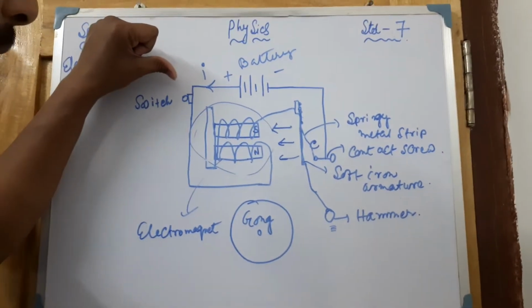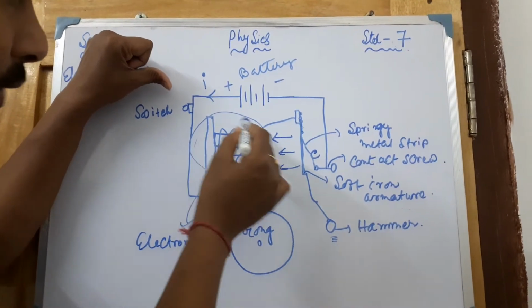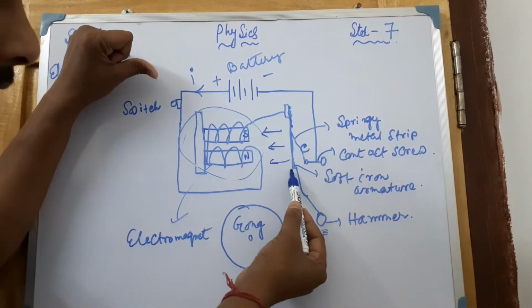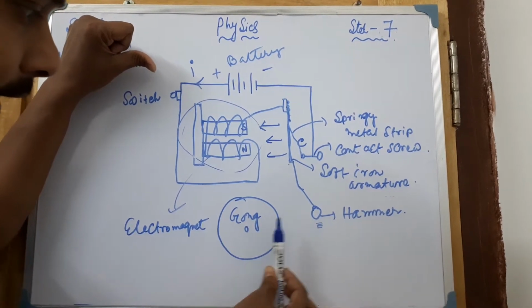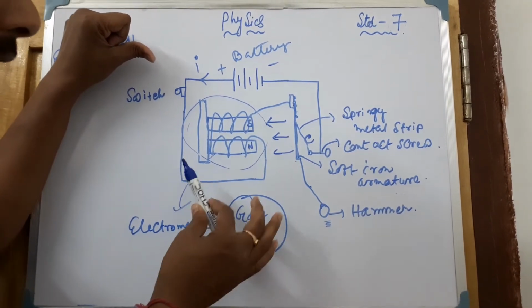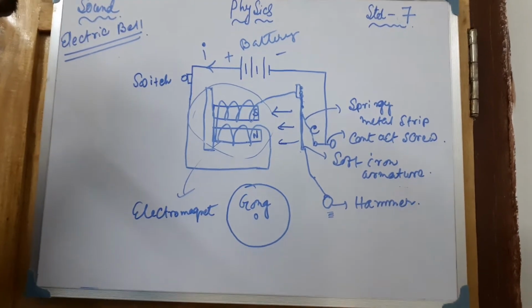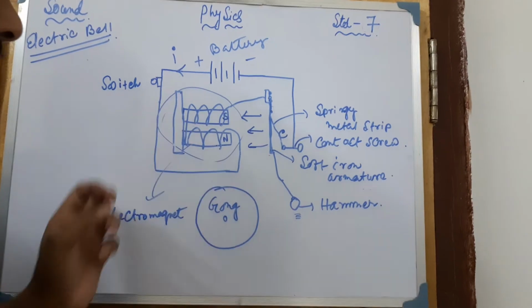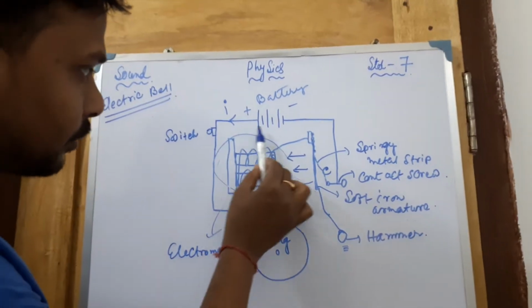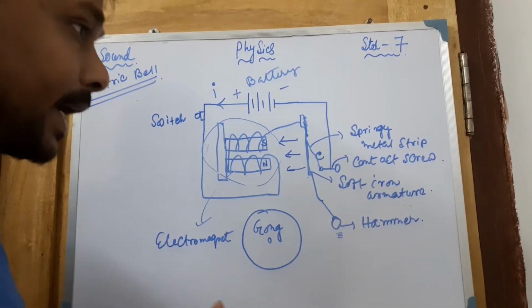So when it is pressed, current will generate. This will be converted to an electromagnet. This part will be attracted toward this side, and this hammer will hit this portion and it will ring. If you release your hand, what will happen? Then the flow of current will not be there, and this portion will no longer be a magnet.